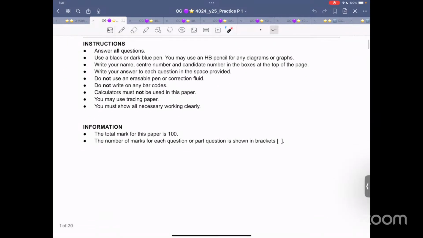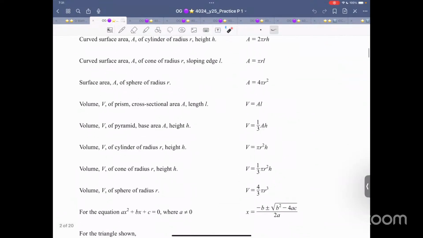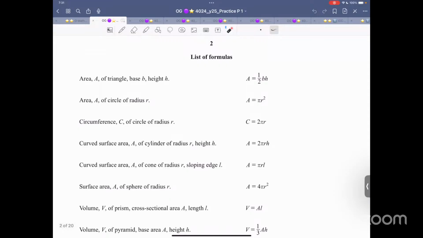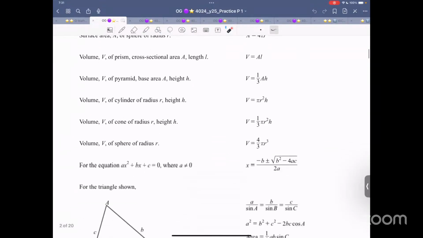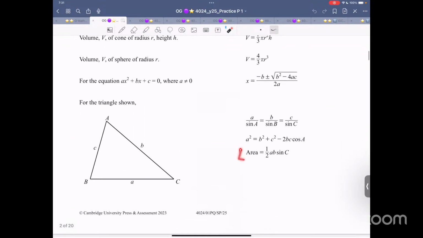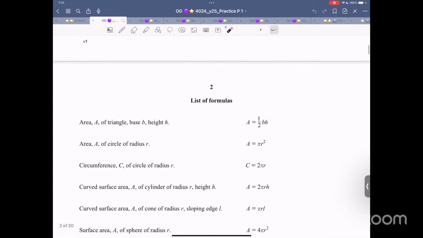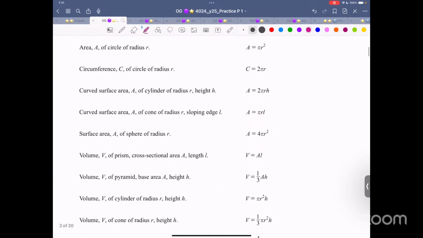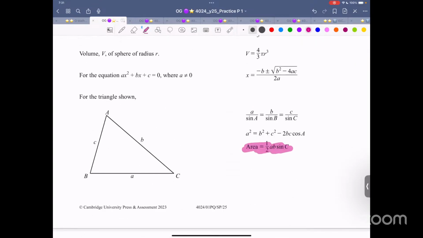So now over here, first of all, in the new syllabus, you have this formula sheet, the list of formulas. Area of triangle, area of circle of radius r. There is also area of triangle over here. So there are two areas of triangle. That is half base into height. And then there is this half ab sine C, that is part of trigonometry. Pythagoras is too basic, I don't think so. They have written it.